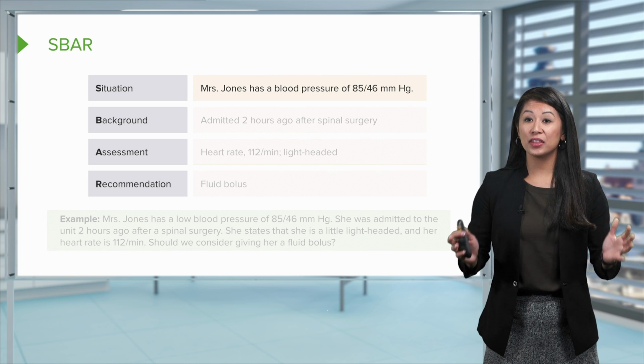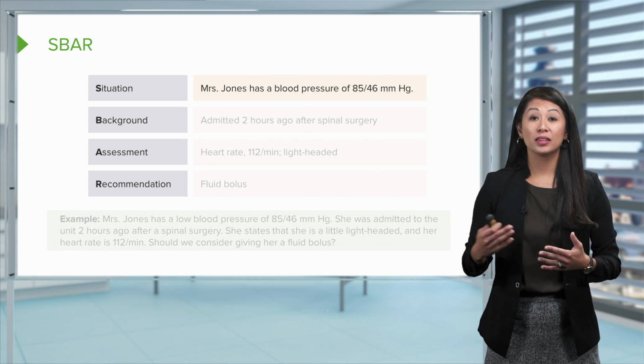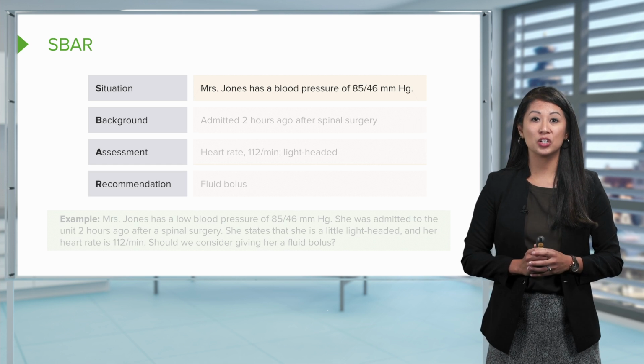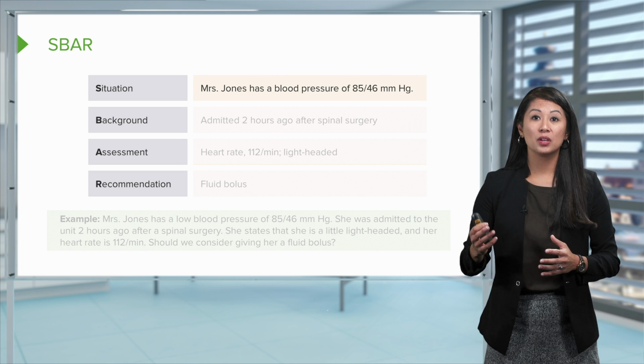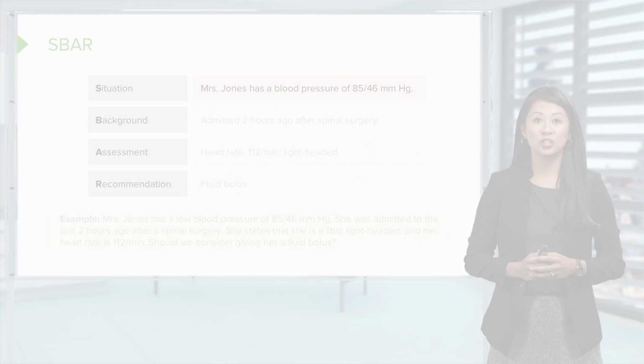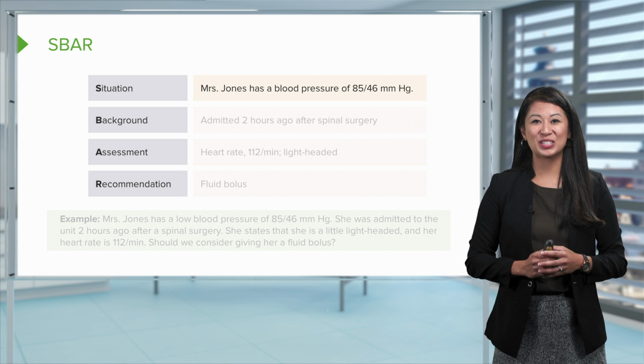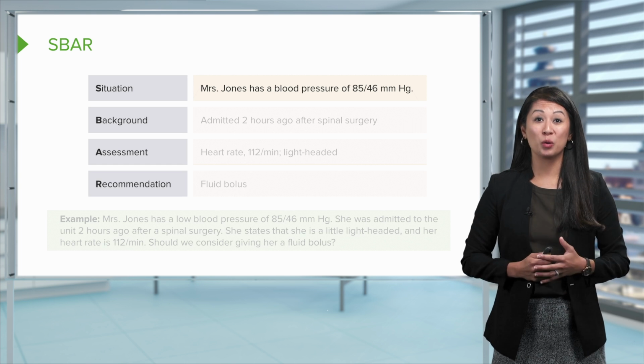All right, so now that we've talked about the situation, the background, those assessment details that are important, and the recommendation, let's walk through one. First of all, let's give you the situation: Miss Jones has a blood pressure of 85/46. I know you may be new to nursing or maybe you're seasoned, but 85/46 is not a good thing. We don't like that. This is a very low blood pressure.